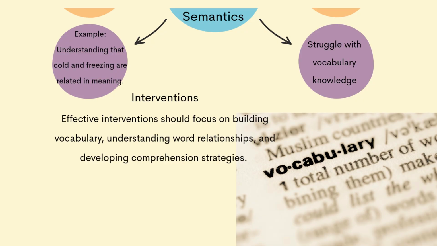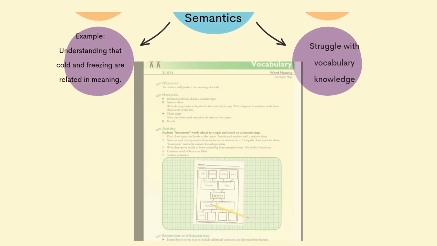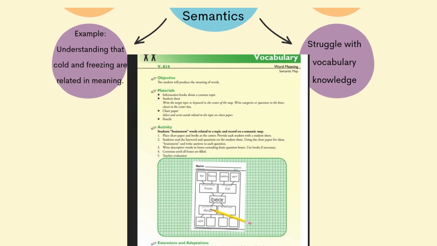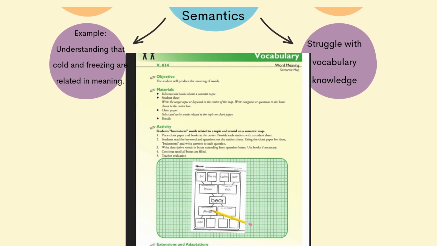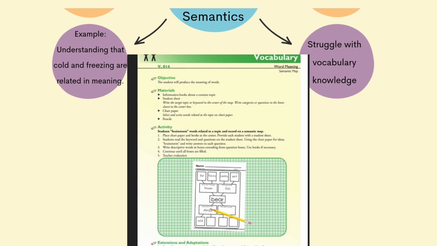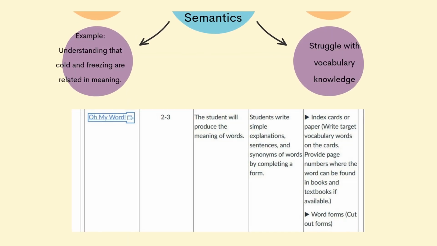Once they understand the words, then they can formulate the sentences and they can help build the vocabulary and the comprehension side. Here is a semantics map that you can use. This graphic organizer helps them target the vocabulary. So they take the target topic or the keyword and they put it in the center of the map and then write categories or questions in the boxes closest to the center box. Or they start to define the words in that concept map. And then they can build their own dictionary using these concept maps and keep them all as a little mini dictionary for themselves.